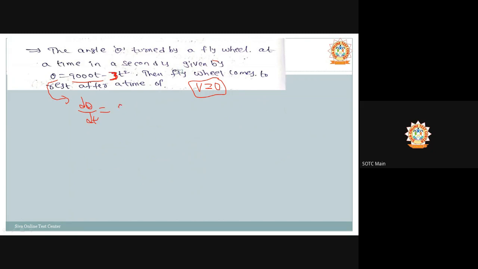It will come 9000 minus 6t. So it is equal to 0. So we will get t as 1500 seconds ma.